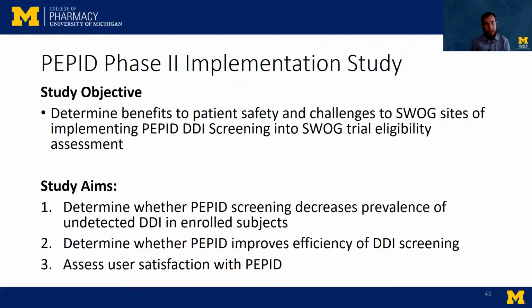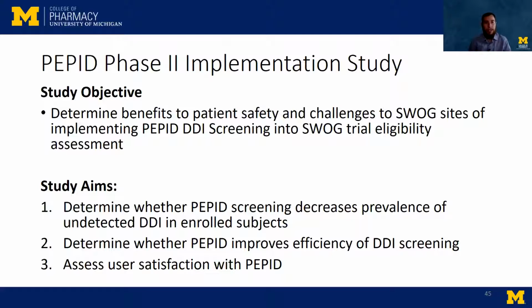So now we're on sort of the third objective, which is a phase 2 implementation study, where we want to prospectively demonstrate the benefits to patient safety and the potential challenges to SWOG sites of implementing our drug interaction screening tool during SWOG trial eligibility assessment. Our aims are to show that our tool decreases the prevalence of undetected drug interactions, determine whether the tool improves the efficiency of screening, and then again, assess user satisfaction with our tool.